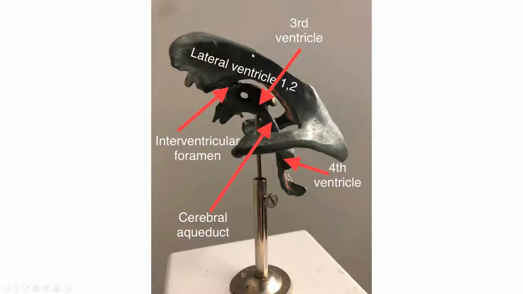Here's a model of the ventricles. So you've got the two lateral ventricles, third, fourth, and the connections between them: interventricular foramen, cerebral or mesencephalic aqueduct. This is another good lab test model to identify the ventricles. The pink stuff that you're seeing here, that's the choroid plexus, making the cerebrospinal fluid.